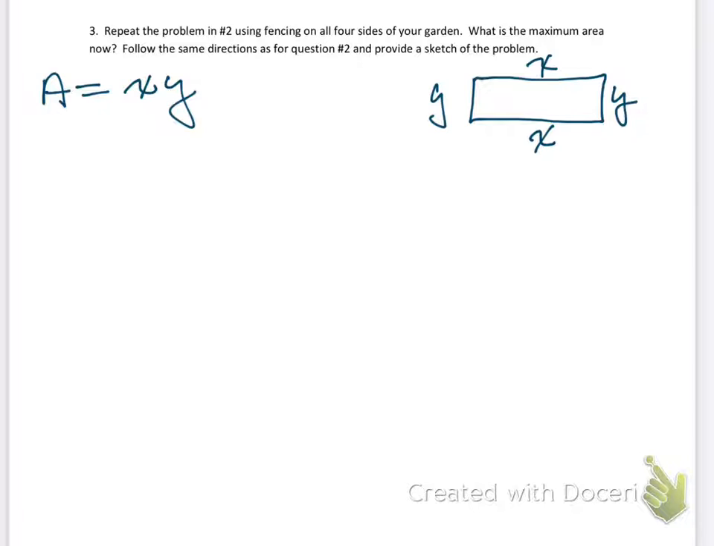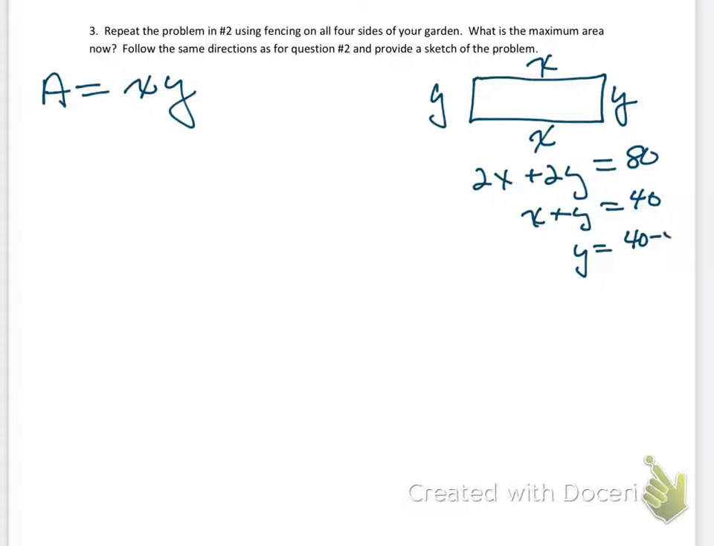Okay, so here's our setup. We still have 80 feet of fencing. So what I know now is that 2x plus 2y has to be 80. If I divide everything by 2, I get x plus y has to be 40. So let me solve for y this time. So y is going to be 40 minus x.